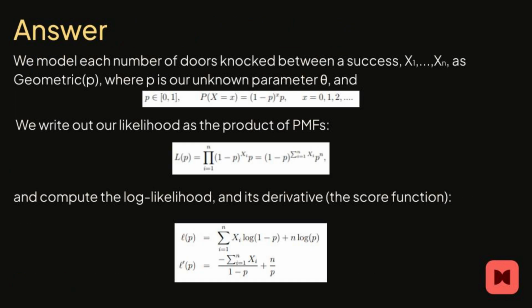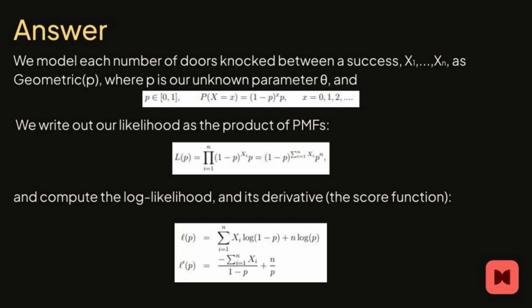We model the number of failures before each success, x1 through xn, as geometric with unknown parameter p. The probability mass function is: the probability X equals x is (1 minus p) to the power x times p. We form the likelihood by multiplying the probability mass functions. This simplifies to (1 minus p) to the sum of xi times p to the n. The log likelihood becomes the sum of xi times the log of (1 minus p) plus n times log p.